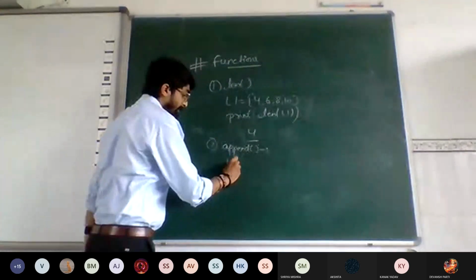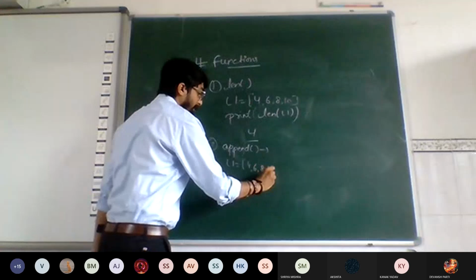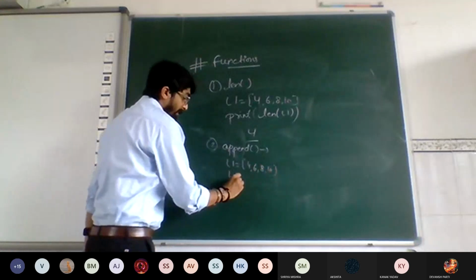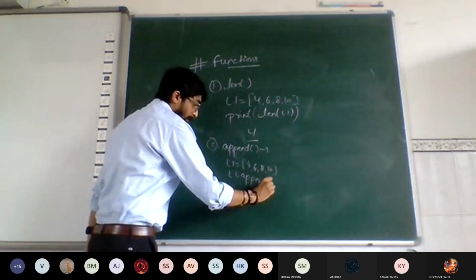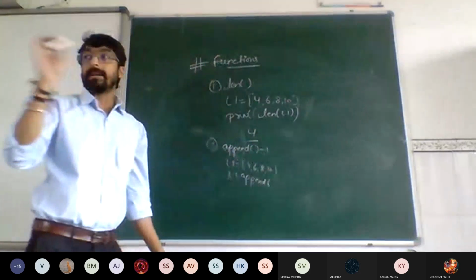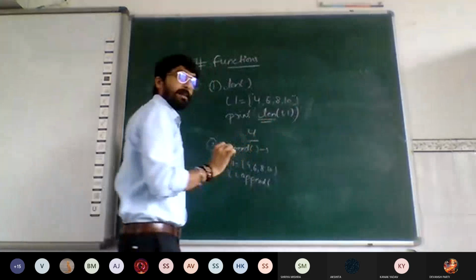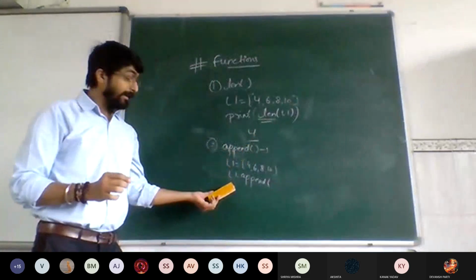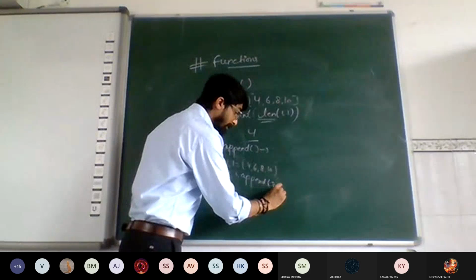So if we have a list, 4, 6, 8, 10, I have written element dot append. You have to keep in mind the syntax of writing the function. In this we have written element, the list name, dot append, and the element whatever you want to insert.